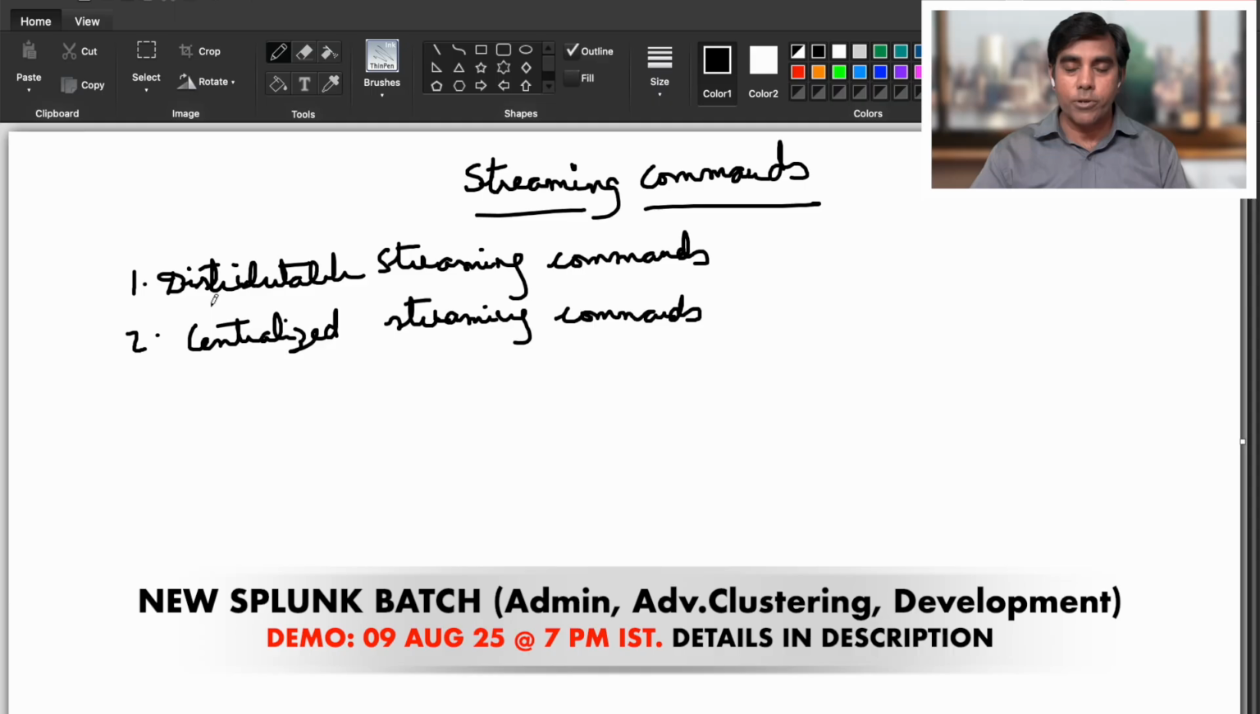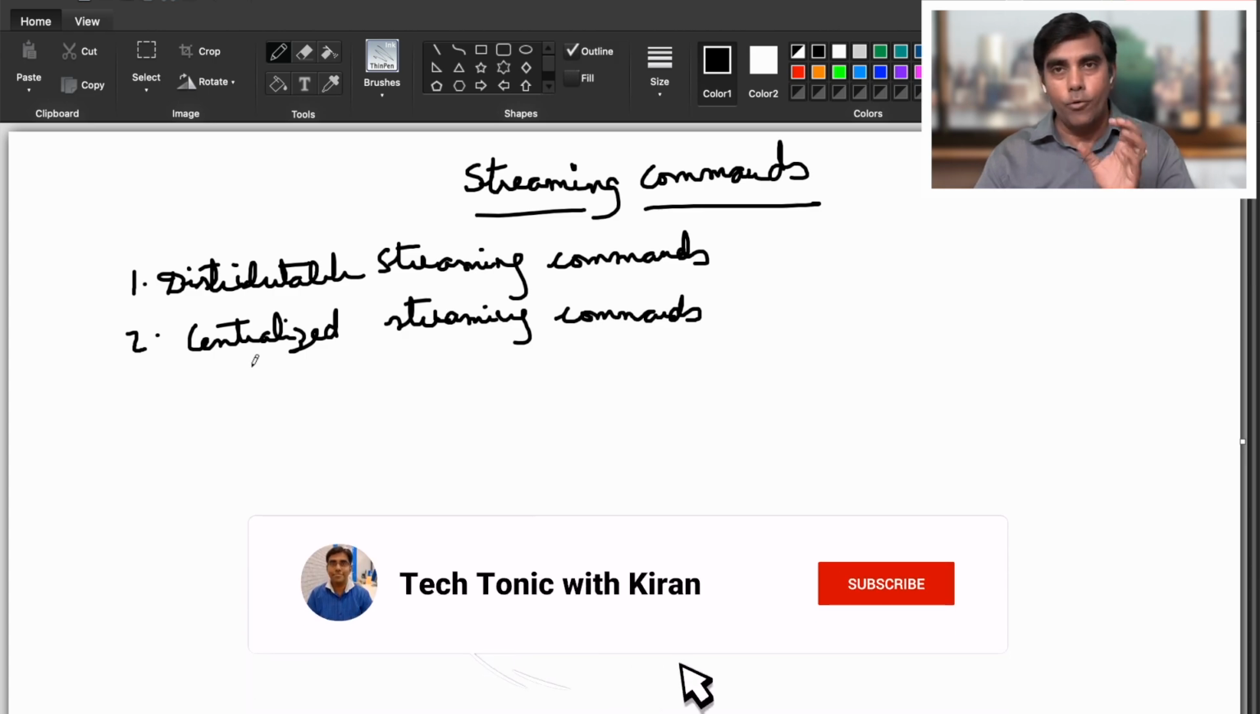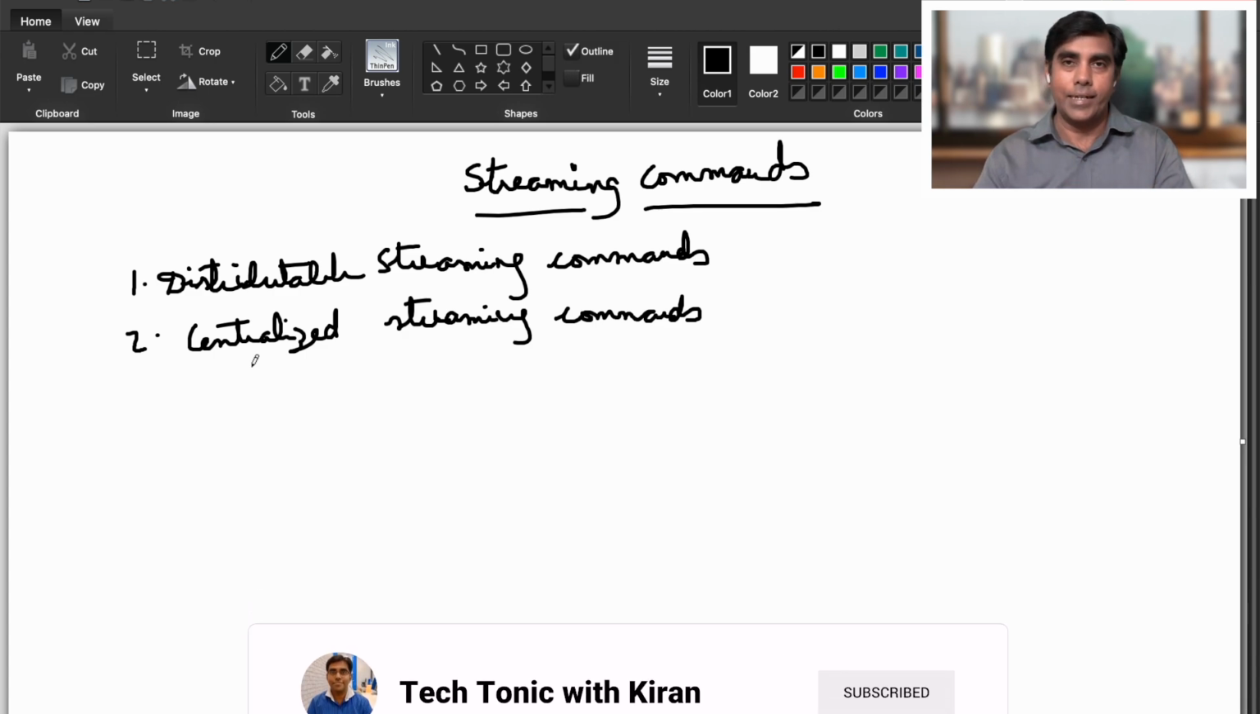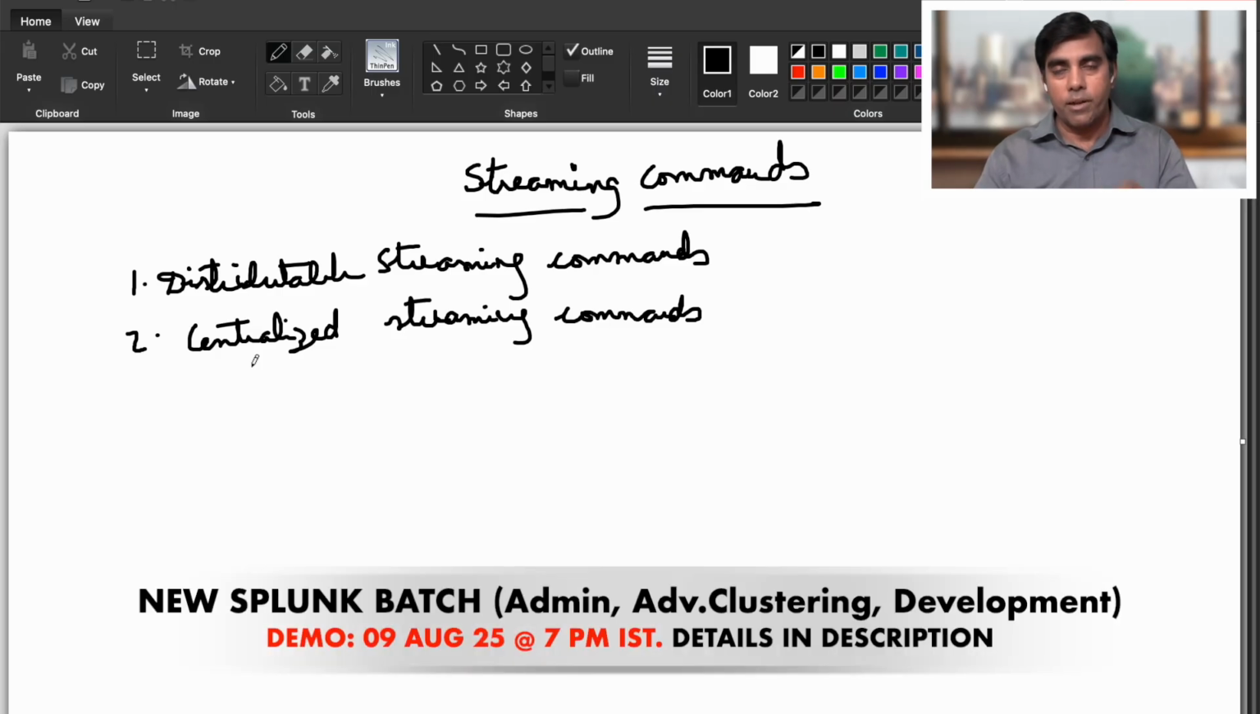So what are these distributable streaming commands and what are these centralized streaming commands, Kiran? Distributable streaming commands are those commands which we have to use at the indexer level only, because they analyze the events event by event, only data related to that particular index. So that's why we can use distributable streaming commands only at the particular indexer level.